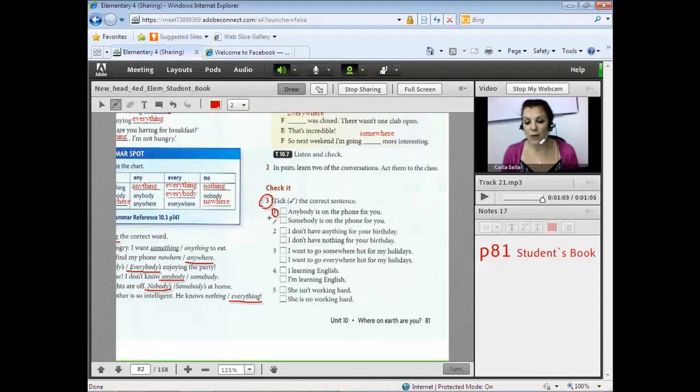Sentence number 1, anybody is on the phone for you. Or somebody is on the phone for you. Which is the correct answer? First of all, you need to see that this is a positive sentence. So then you remember that in positive sentences we use some. That's right. So that's why this is the one that we tick. Somebody's on the phone for you is the correct answer. So now please do the same with the rest of the sentences. Tick the correct answers. Okay? Off you go.